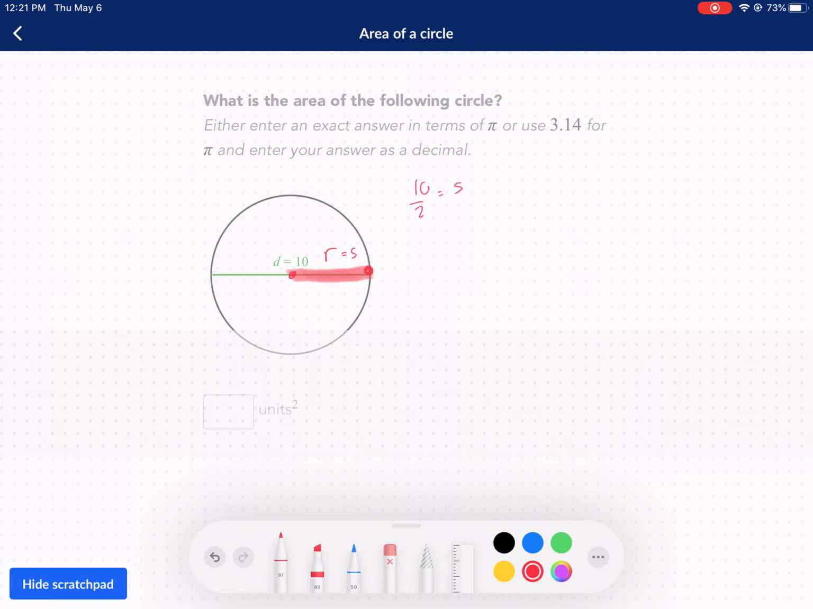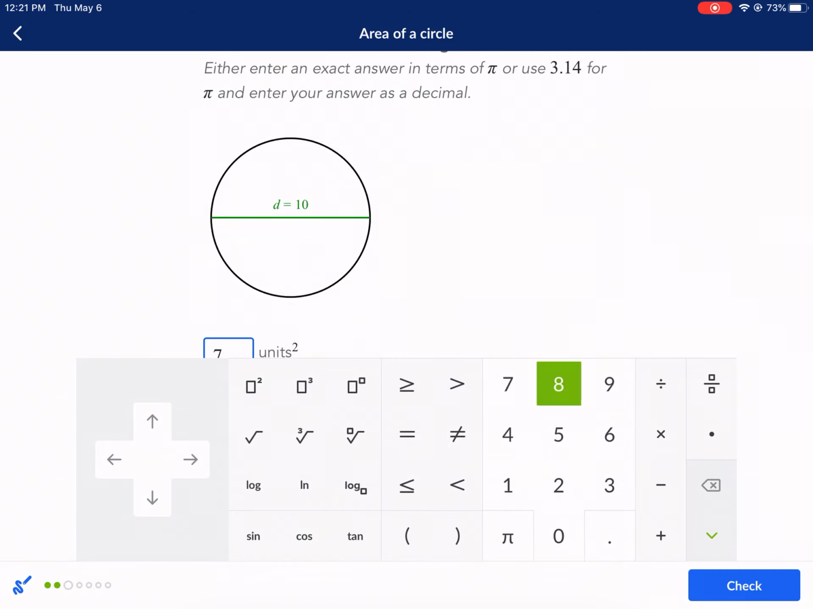Okay, you get it? All right, now the area equals 3.14 times radius squared. Don't forget to square it. So we're going to do 25 times 3.14. Survey says 78.5. So we type that in for our answer, 78.5.